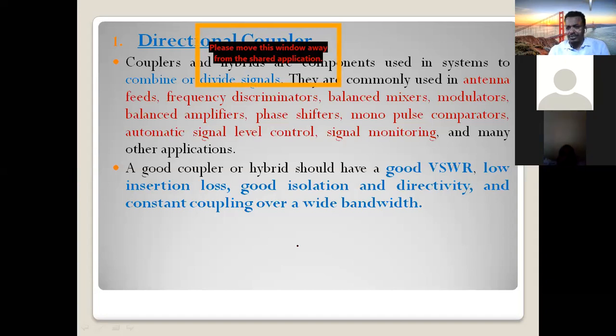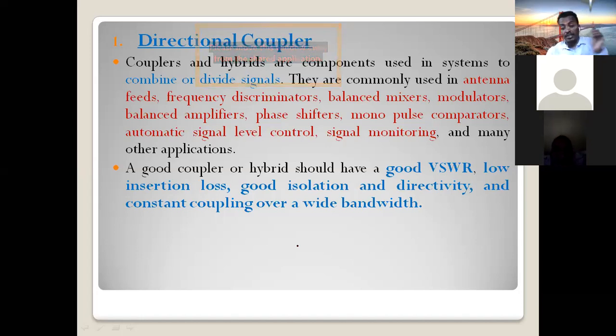These classes of devices, which are used to combine or to divide a signal, we call couplers and hybrids. So first we start with the coupler device. Next we'll come to hybrid devices. So what is a coupler device? The full name is directional coupler. I will explain why we call it directional.